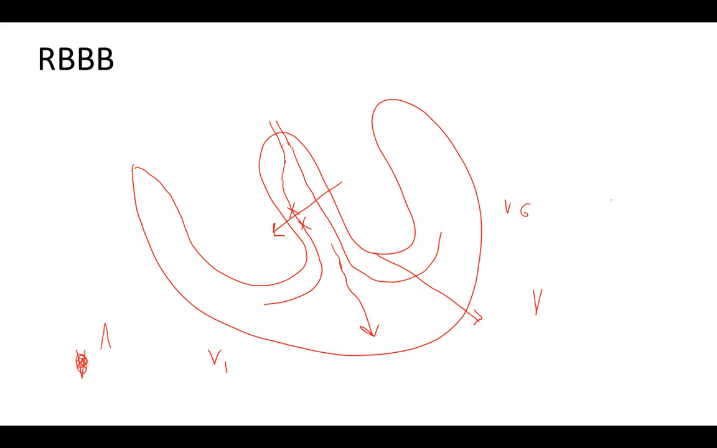So also there is no problem with this vector, as these two vectors are towards V6, there will be positive deflection in V6, and it will be negative deflection in V1, right? And as this right bundle is blocked, this right ventricle will not be depolarized initially. The dotted part, the right ventricle muscle, will not be depolarized initially.